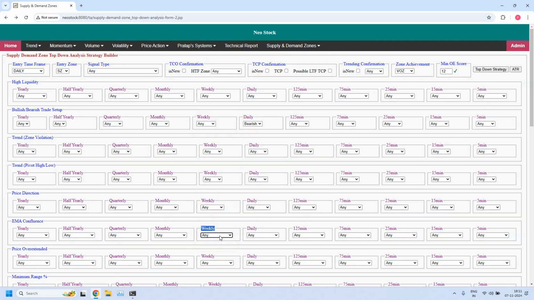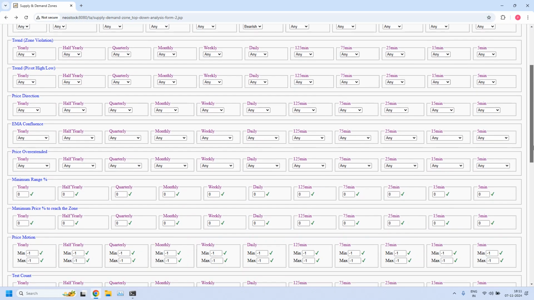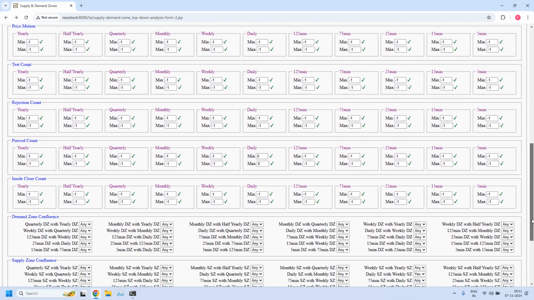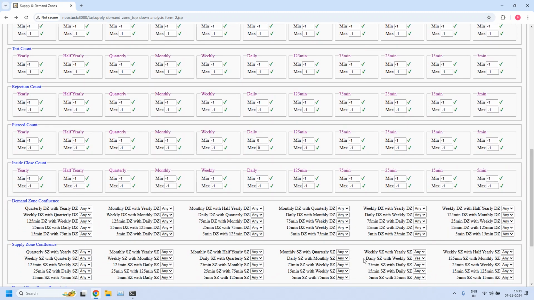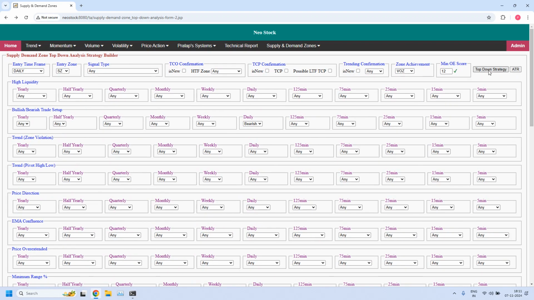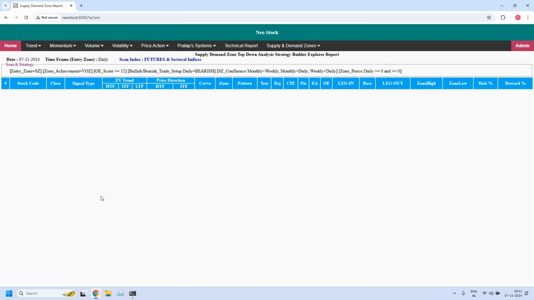So we have to remove the EMA filter. I removed it. In the supply zone confluence, 3 filters we should set. In that already 1 is enabled. That is daily with weekly. Next, daily supply zone with monthly supply zone confluence. And also weekly supply zone with monthly supply zone confluence. With all the 3 filters, we get LTF, ITF, HTF. We don't have any stocks.